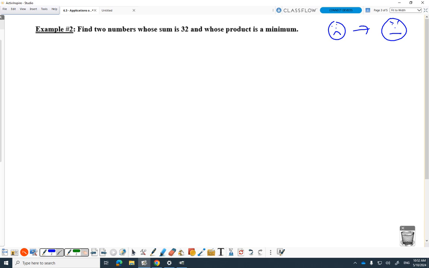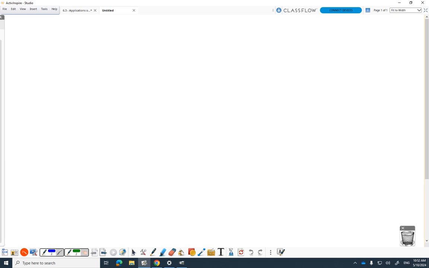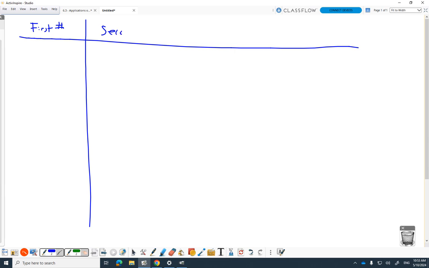New flip chart. If you're going to copy this down, you might want a separate sheet of paper. Or maybe you're just going to follow along and go, yeah, that's very interesting. Two numbers whose sum's 32. First number. Second number. And whose product. In a minute, we're going to need someone to tell us what product is. Maybe you don't remember.